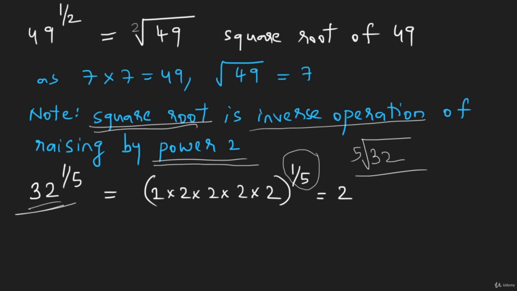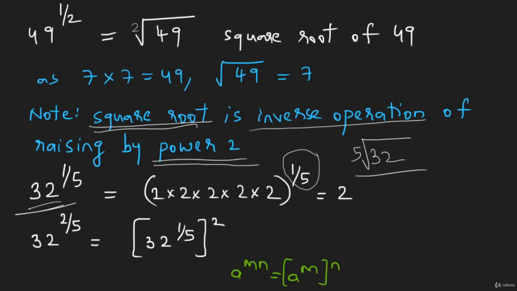Now let's try to find out 32 to the power 2 by 5. I can write this as 32 to the power 1 by 5, to the power 2, right? Because a to the power mn can be written as a to the power m to the power n based on the rules that we've learned. Now 32 to the power 1 by 5 is equal to 2. So that's 2 to the power 2, which gives you the answer as 4. Let's practice a few more questions.